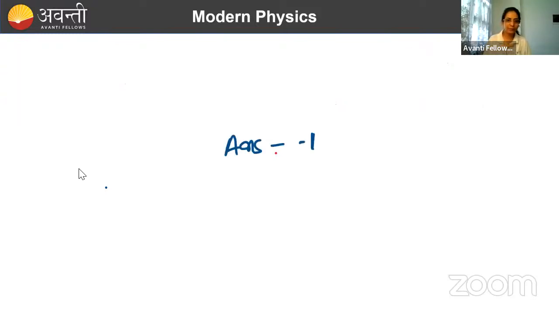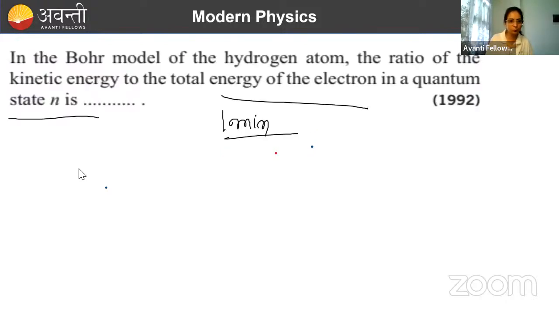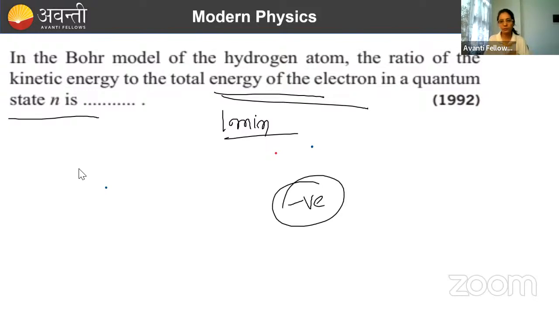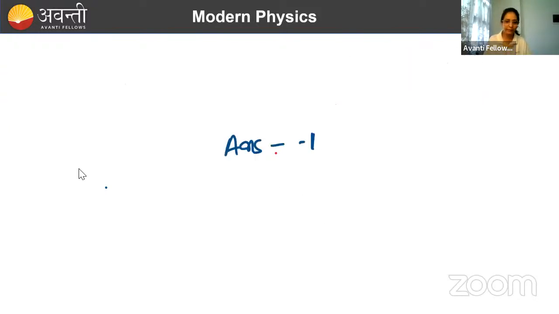सो आंसर विल बी -1. सारे लोग 1 1 जो भेज रहे हो ना, आंसर विल बी -1. यस, आंसर -1 होगा ना. काइनेटिक एनर्जी का रेशियो पूछा था to the total energy. Total energy remain negative now. That is why system is bonded. Otherwise it will get free, will get ionized.